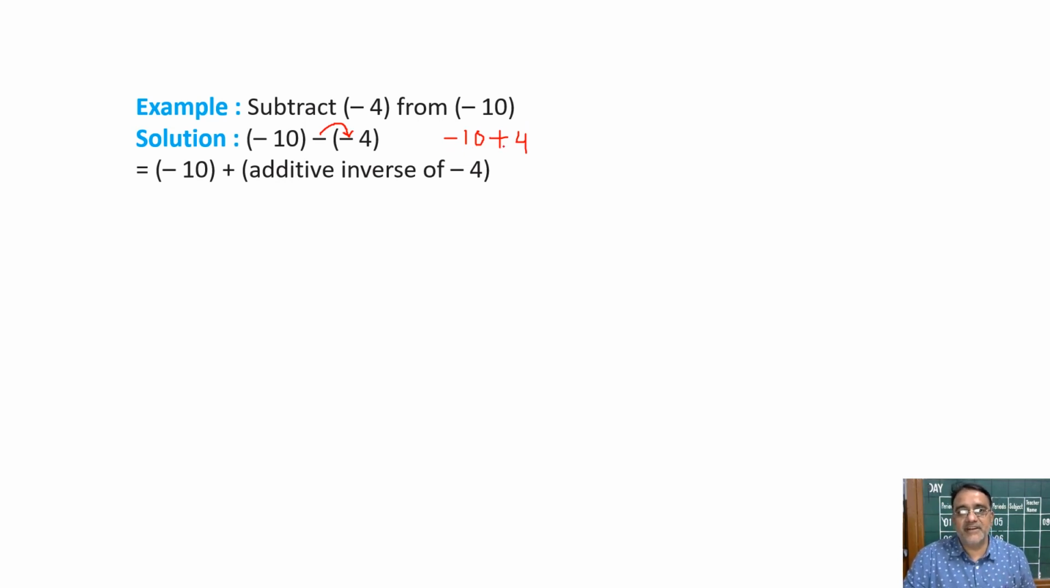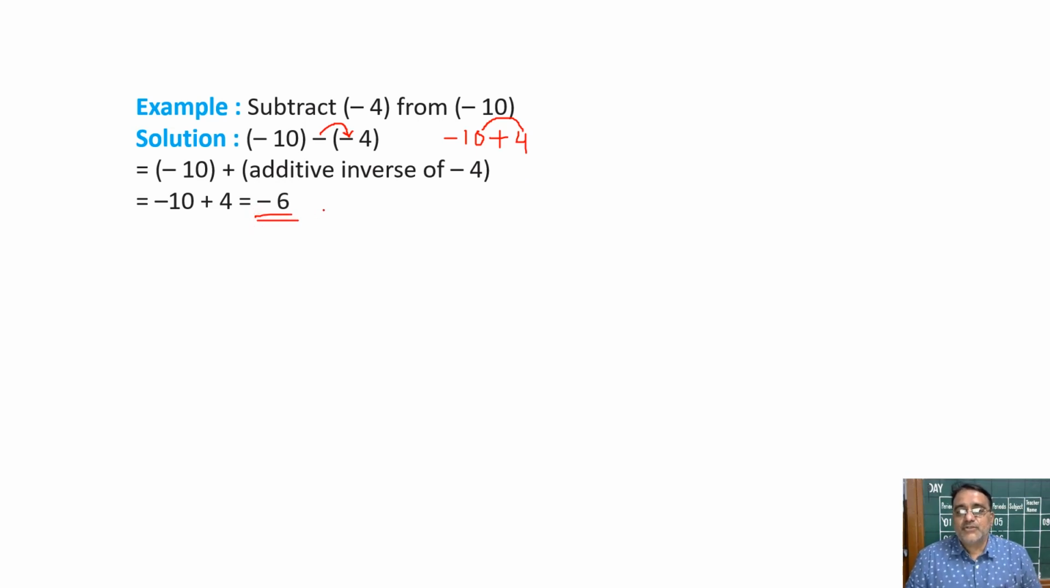Now both are of different sign. So we have to find the difference between 10 and 4, that is 6. Now which number is greater, 10 or 4? 10. What is the sign of 10? Minus. So -6 is the final answer. Did you understand this?